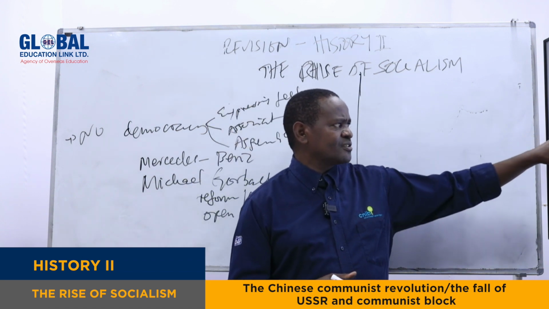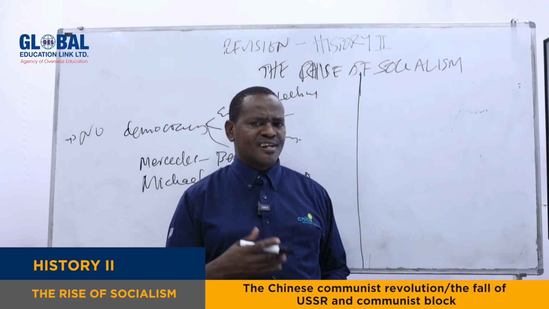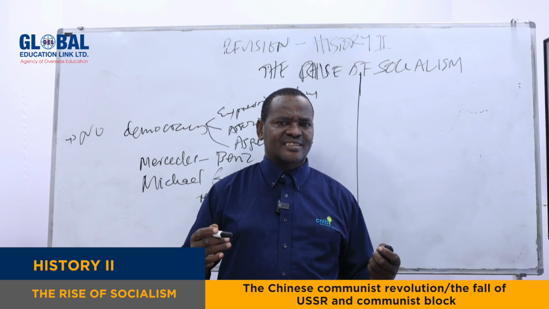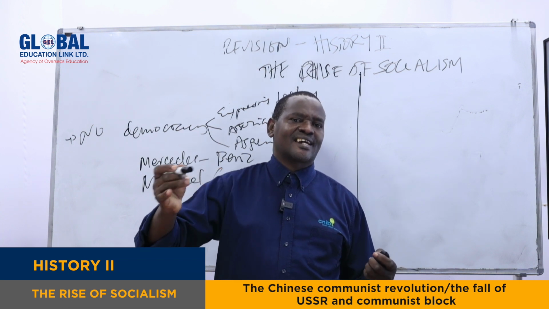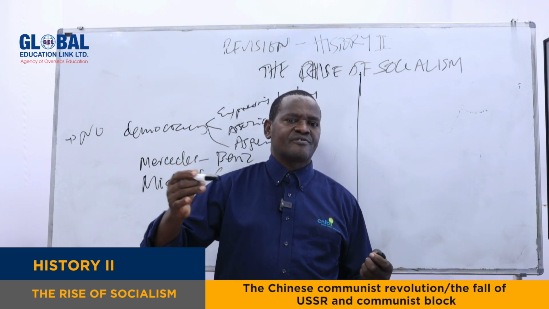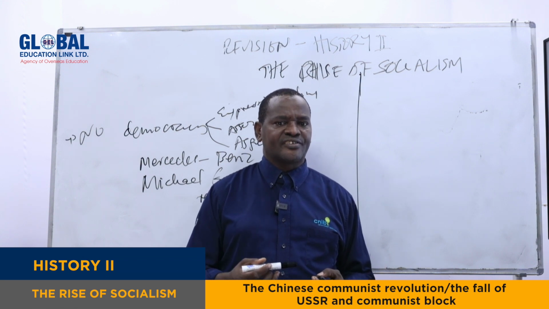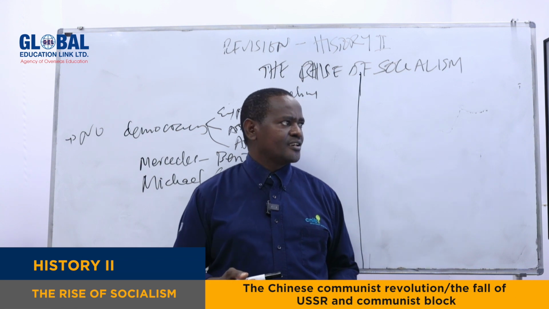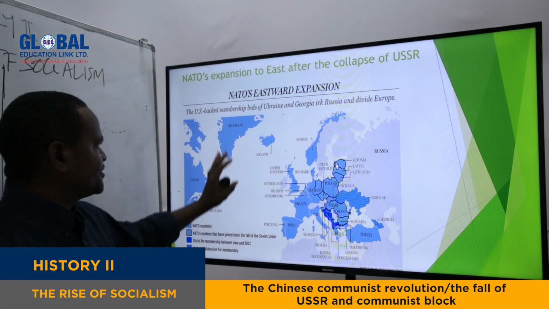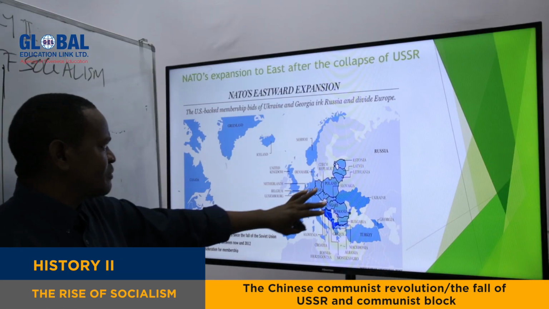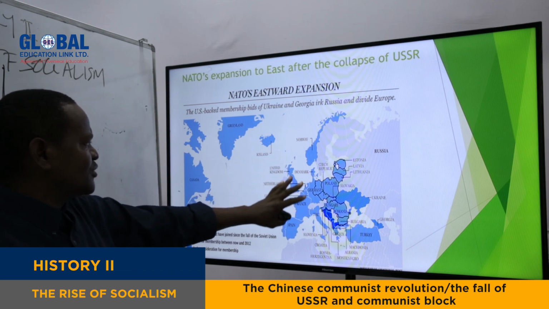Another point is the expansion of NATO and the European Union. NATO started to expand and take in those countries which were former members of the Warsaw Pact. Also, the European Union, on the other hand, was expanding to Eastern European countries. My dear students, this is the map which shows the expansion of NATO eastwards.